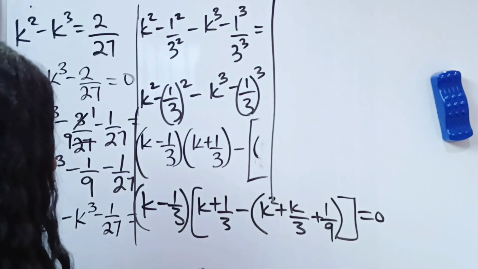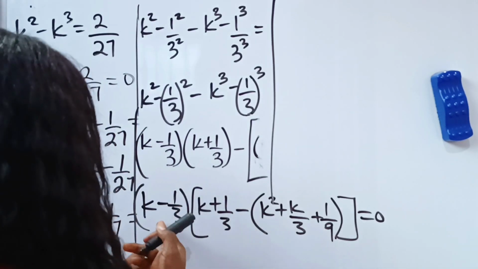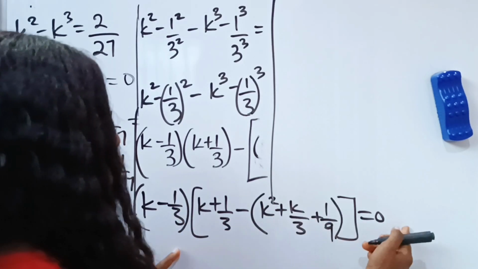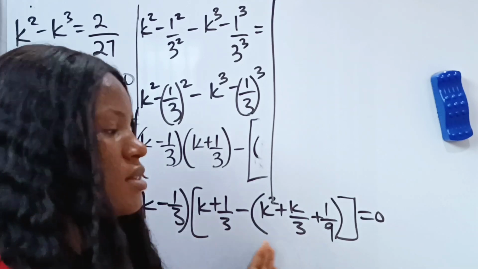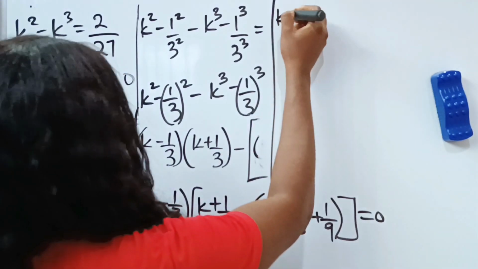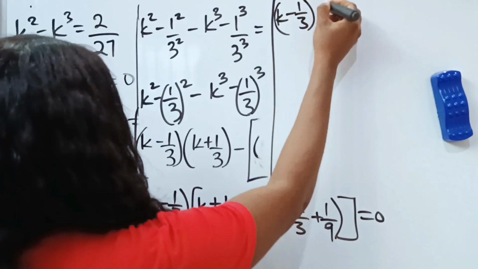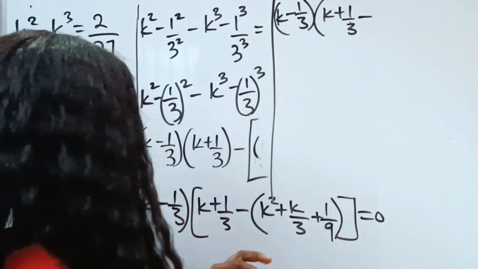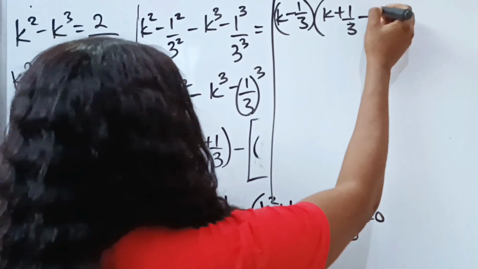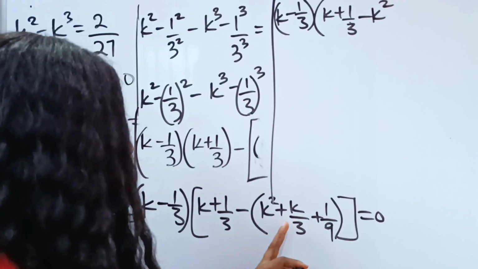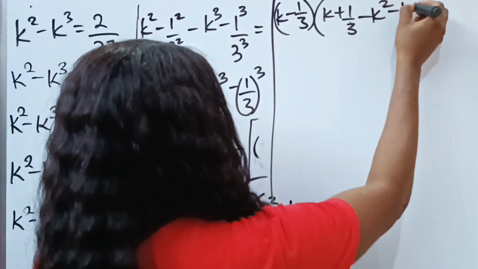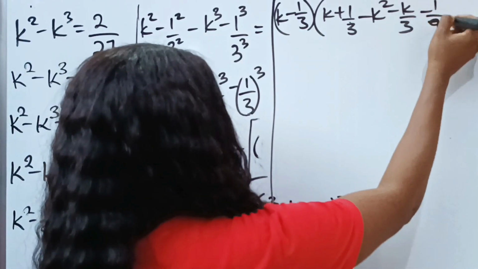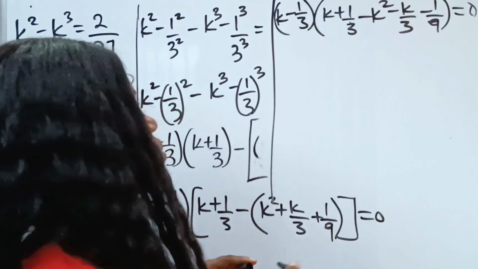Okay, so we have that. From here, we can say that k minus 1 over 3 is equal to 0, right? And the whole of this is also equal to 0. But before that, let me try to simplify this bracket further. So we have k minus 1 over 3 multiplied by k plus 1 over 3 minus... now minus times k squared will give us minus k squared, minus times plus k over 3 will give us minus k over 3, and minus times plus 1 over 9 will give us minus 1 over 9, right? Now everything is equal to 0.